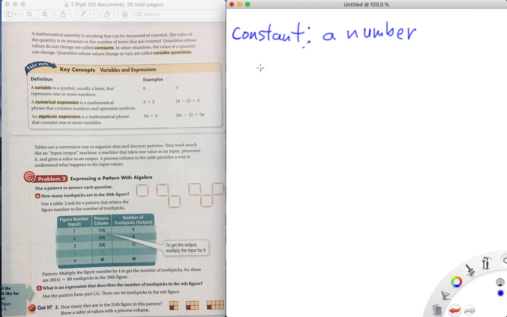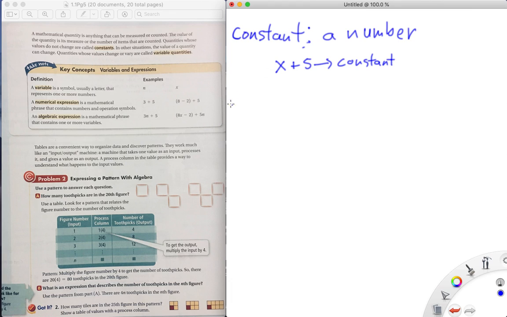So when I think of an expression x plus 5, that 5 would be a constant due to the fact that it's a number and it'll always be 5. 5 will always be 5. It won't be a situation where 5 is 4. Therefore, we call that a constant.